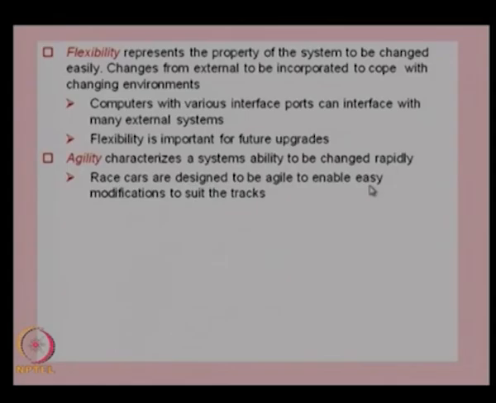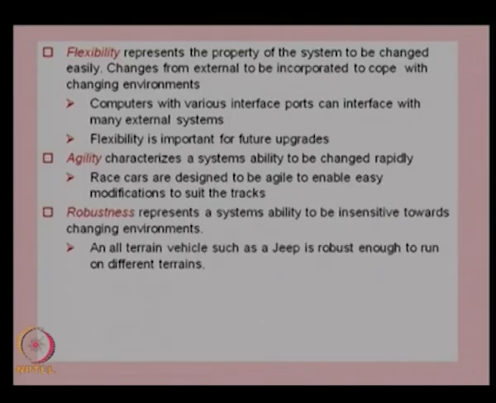Agility characterizes a system's ability to be changed rapidly. So, if you want to change a system very fast, then agility is one important characteristic. Like race cars are designed to be agile to enable easy modifications to suit the tracks. Then the next one is robustness, which represents a system's ability to be insensitive towards changing environments. An all-terrain vehicle such as a Jeep is robust enough to run on different terrains. So, that is how we make it robust. You make a system capable of operating under various situations, then it becomes very robust.